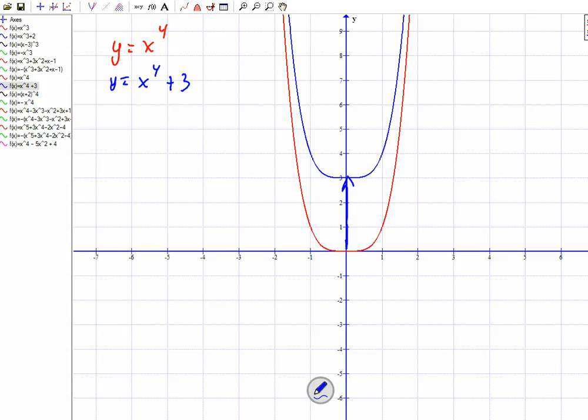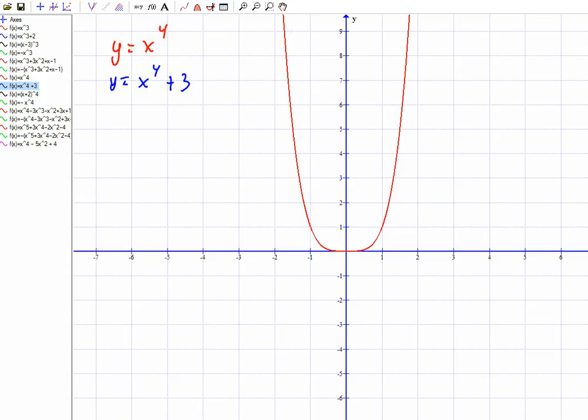Three higher, no matter what point you pick from the red one to the blue one, that point on a vertical line is going to be 3 higher. 3 higher, 3 higher, 3 higher, and 3 higher. Okay? So everything is 3 higher.